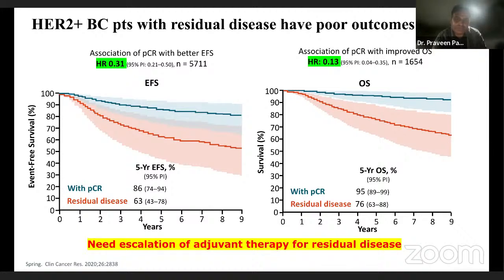So for the patients who got the PCR, they're doing well, so we just have to continue the same treatment that we have given, like the trastuzumab for HER2 positive. But the patients who did not get the CR need some kind of treatment that we haven't done so far. That means they need escalation of the adjuvant therapy for the residual disease, to minimize that, or at least to decrease that gap of around 15-20%.